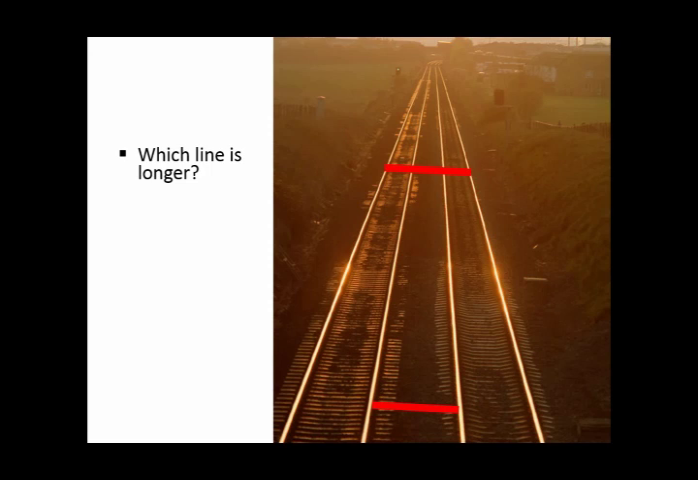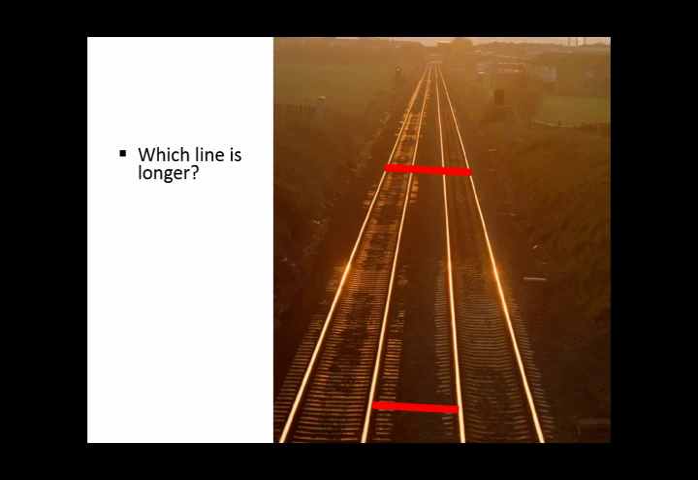Then you take into account that the red line in the foreground is only spanning the middle two tracks, right? And the line in the distance is spanning all four tracks. And we know it's farther away, and it's able to span all four tracks. We come to the conclusion that it's got to be bigger because it's spanning all four tracks.